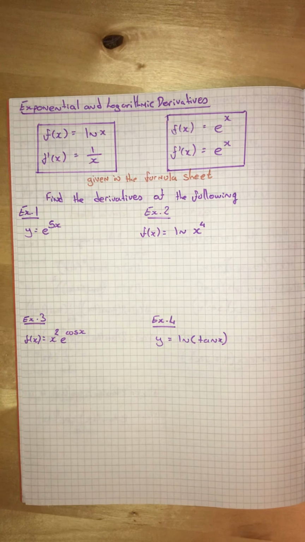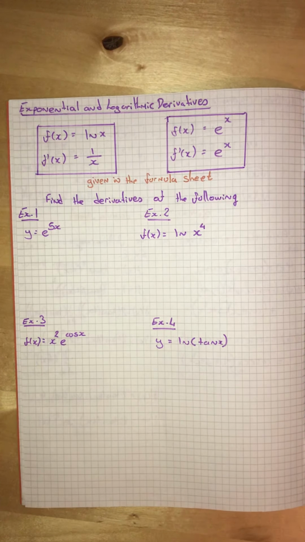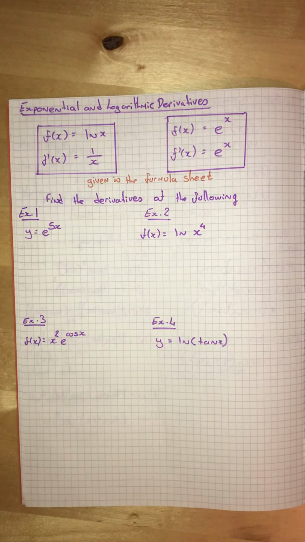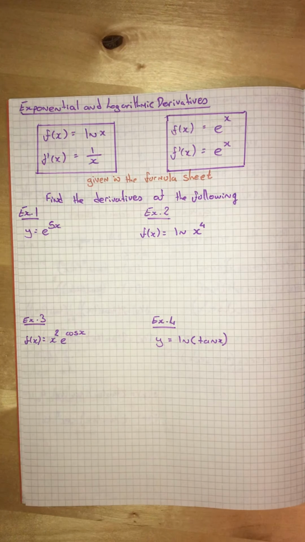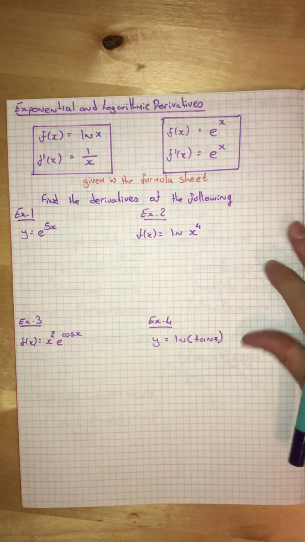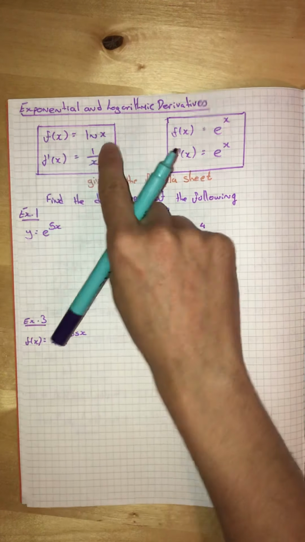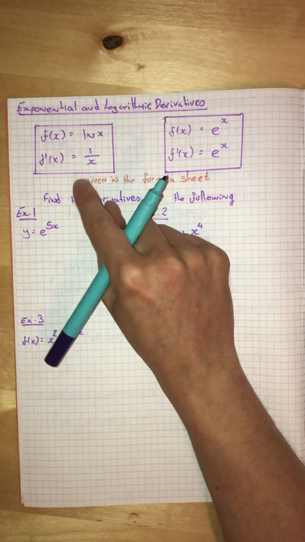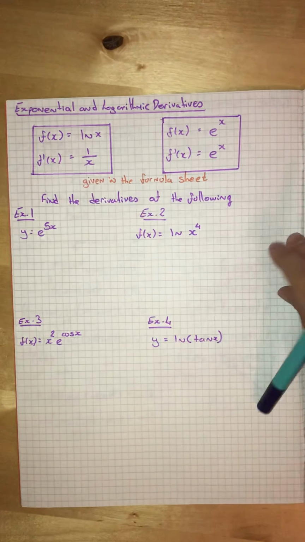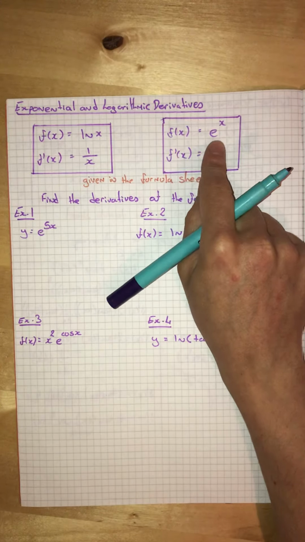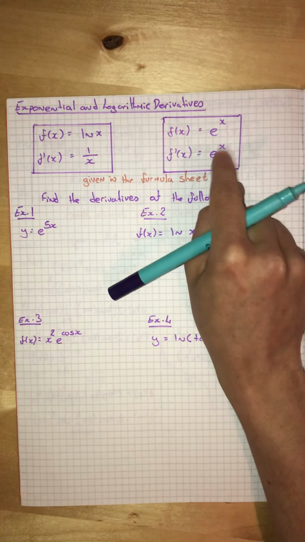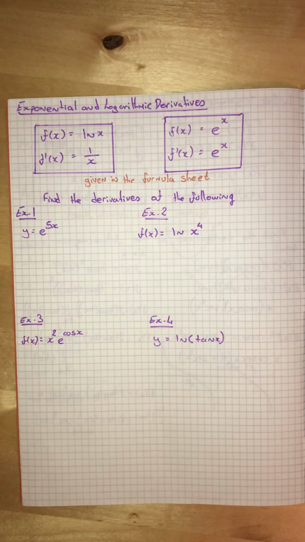Hi. So in this video, we're going to learn some new derivatives, and they are the derivatives of exponential and logarithmic functions, okay? So if we have the function log x, and you want to differentiate it, it just becomes 1 over x. And if you've got the derivative of e to the x, it stays the same. It stays the same as e to the x, okay?